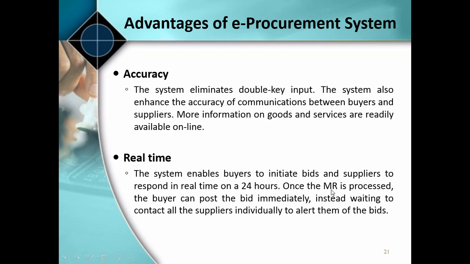Okay, so dia kata once the material requisition is processed, the buyer can post the bid immediately, instead of waiting to contact other suppliers individually to alert them to the bid. Kalau kita buat secara manual tadi tu, lepas kita come out dengan material requisition, kita kena contact beberapa supplier untuk make sure dia bid. Tapi bila dalam e-procurement system, supplier tu terus akan dapat notification, contohnya UiTM ada buka tender baru, so kita kena bid. So dia boleh terus respond in real time.